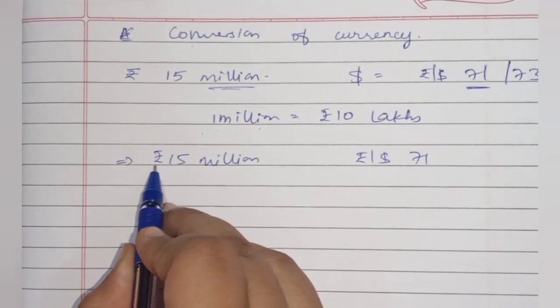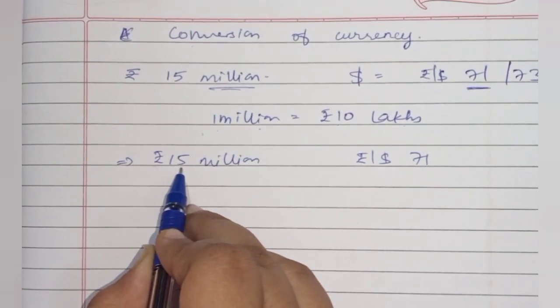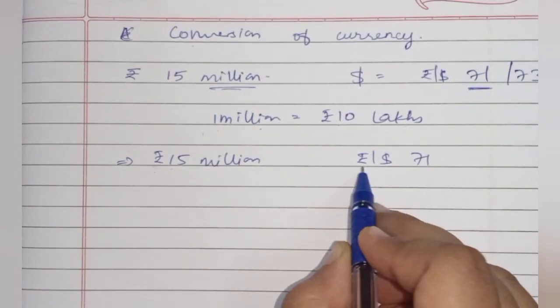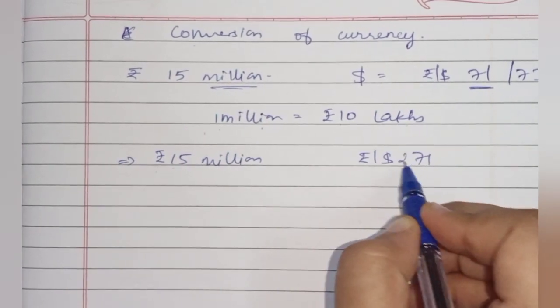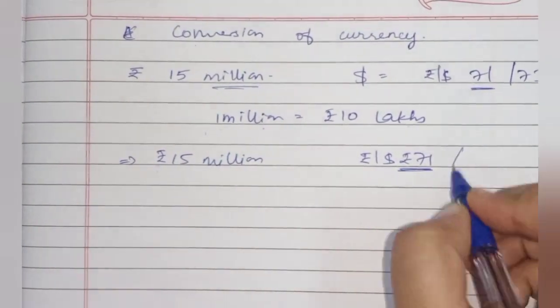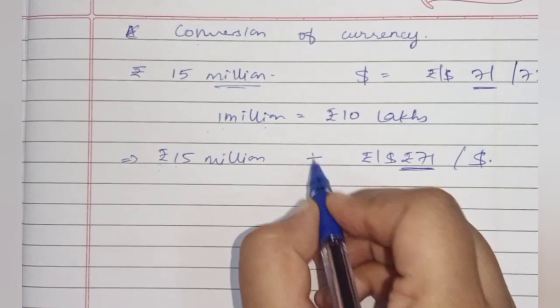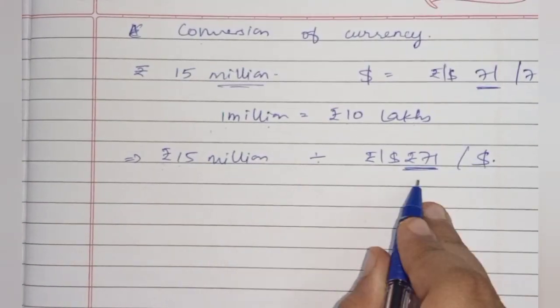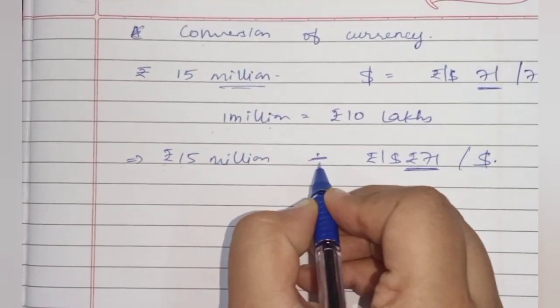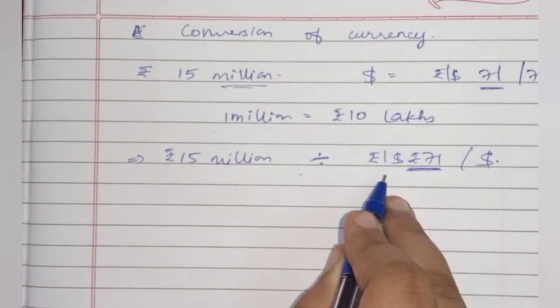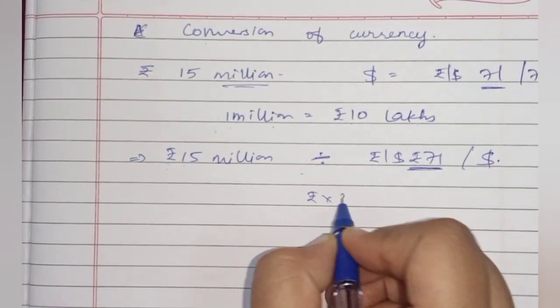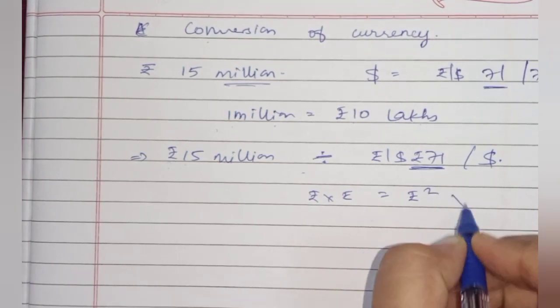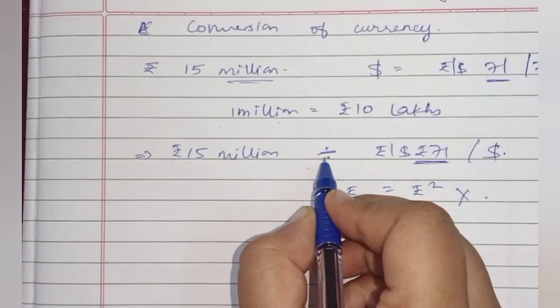So if this is 15 million rupees and the rate is rupee 71 per dollar, since the currency is rupee, you have to divide it. Since both the currencies are the same, rupee and rupee, you have to make a division, because if you multiply, it will be rupee into rupee, that will be rupee square, which we don't want. So we will do division.